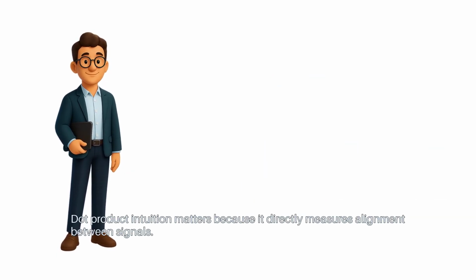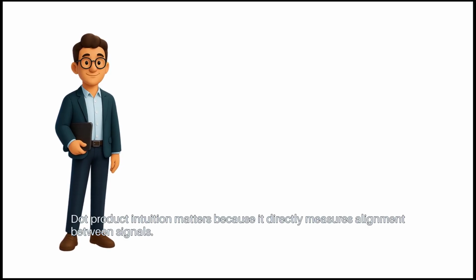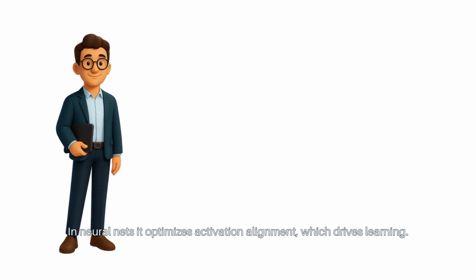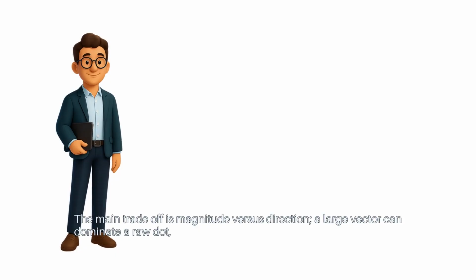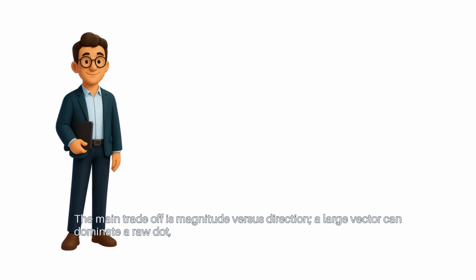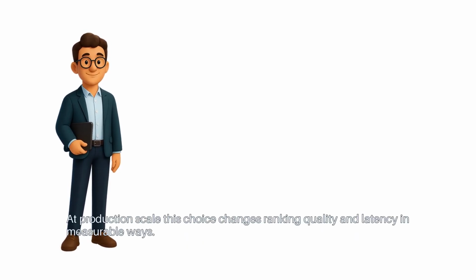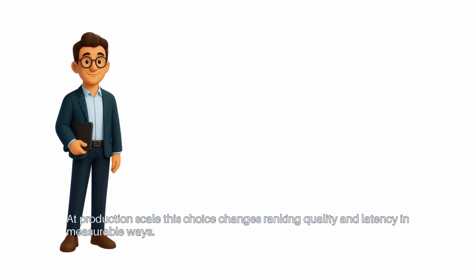Dot product intuition matters because it directly measures alignment between signals. In neural nets, it optimizes activation alignment, which drives learning. The main trade-off is magnitude versus direction. A large vector can dominate a raw dot, so we sometimes pay a small compute cost to normalize. At production scale, this choice changes ranking quality and latency in measurable ways.